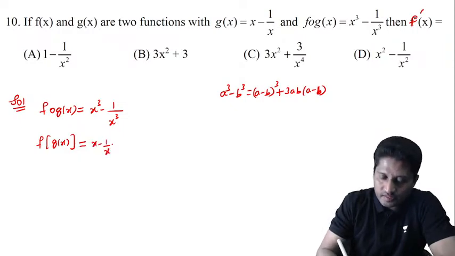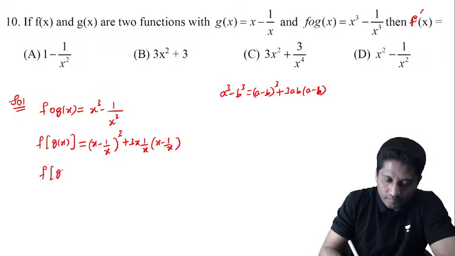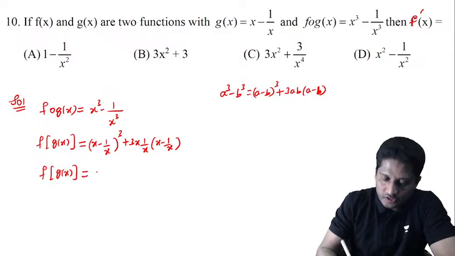A cube minus b cube is a minus b the whole cube. X minus 1 by x the whole cube plus 3x into 1 by x into a minus b, that is x minus 1 by x. F of g of x is equal to x minus 1 by x is g of x, right? So this is g of x the whole cube plus, this will cancel, 3 into g of x.